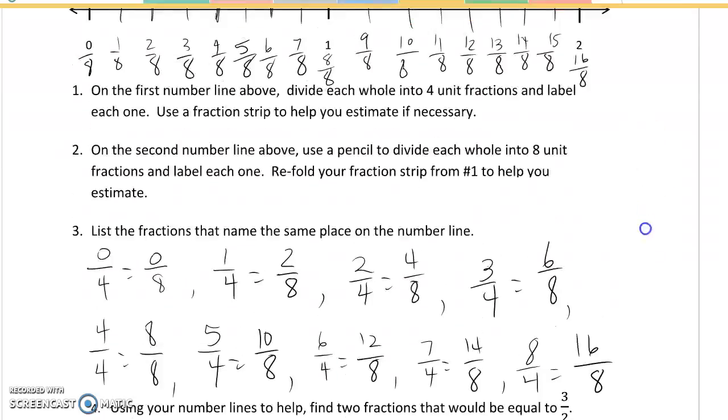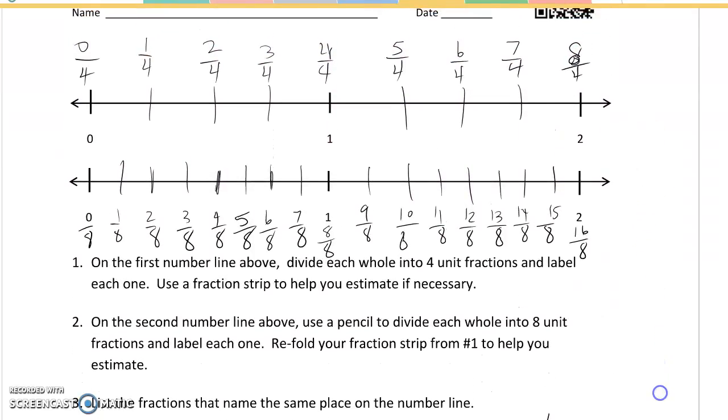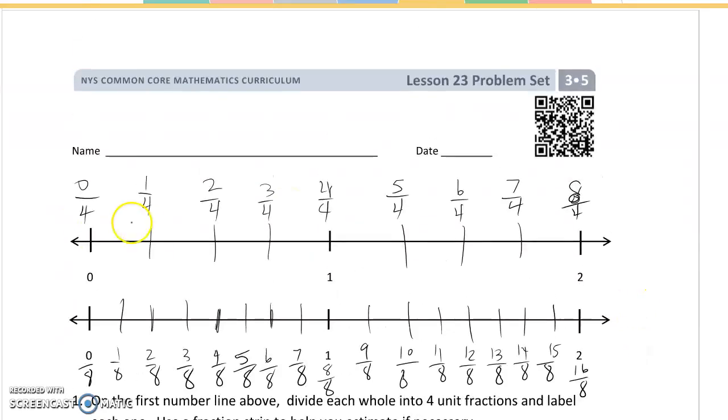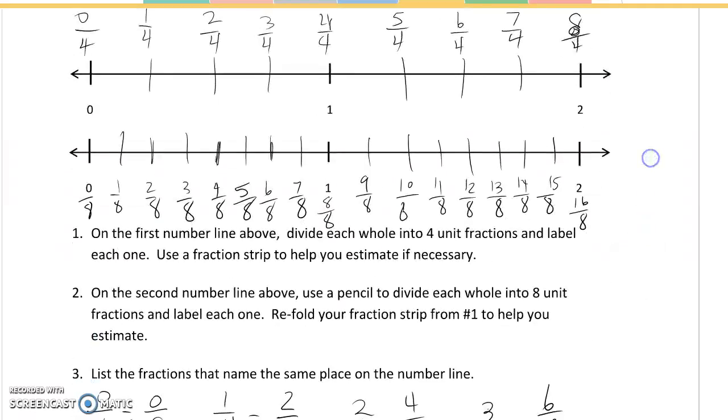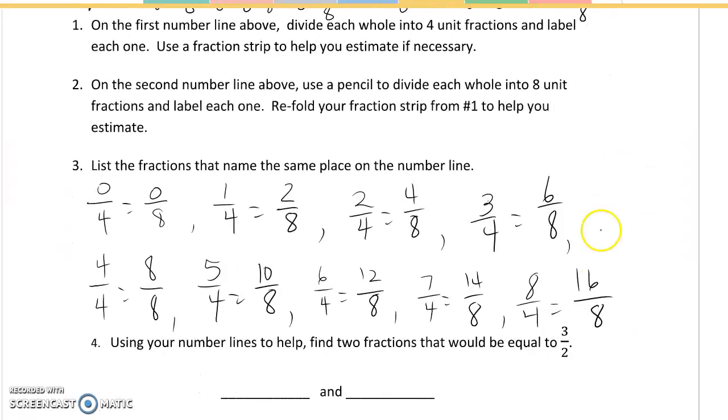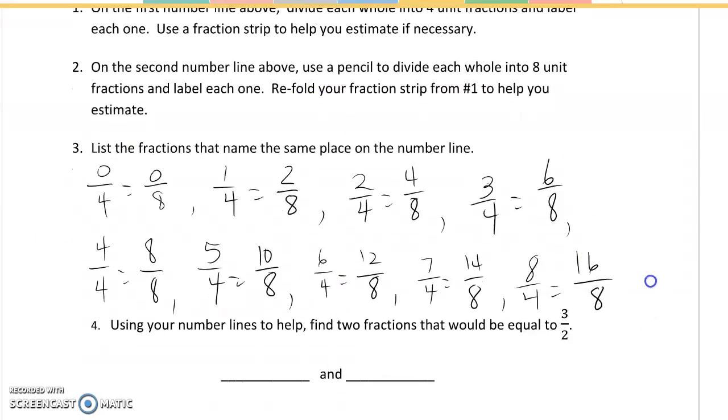It's a lot that match up. The key to making this work is using your fourths to figure out a starting point for your eighths. Remember, we followed where 1/4 was and made a tick mark right under there, and we broke all those in half to get our eighths. That's why they line up. If you aren't careful about doing it that way, they won't line up and you won't be able to see how these are all equal.